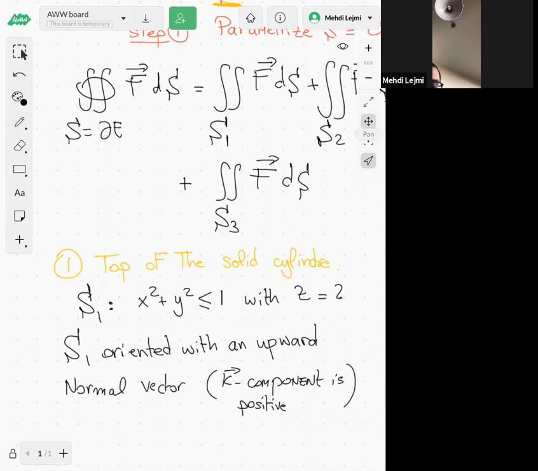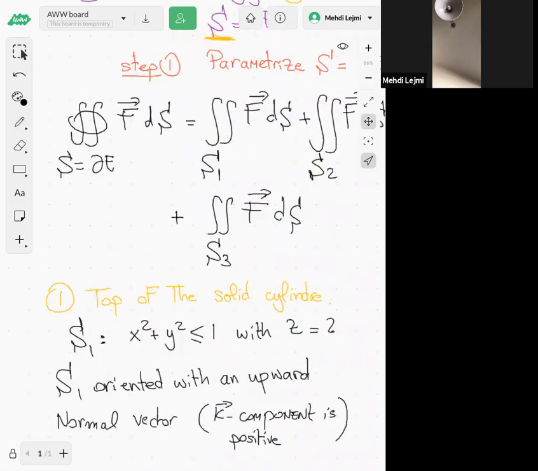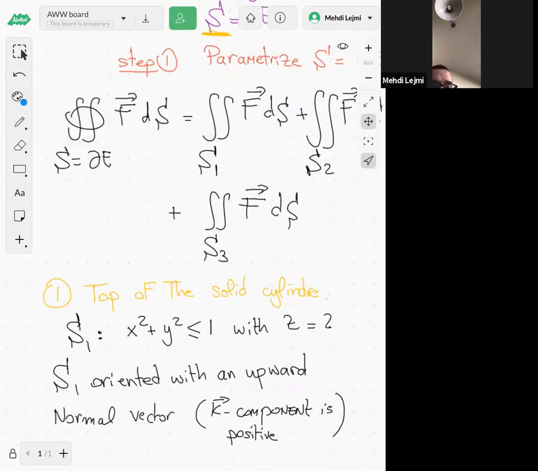Anyway, so how do we parameterize? So we need to compute, of course, this vector surface integral. We know how to compute this. So we need to parameterize our surface. Our surface is given by these two equations here.